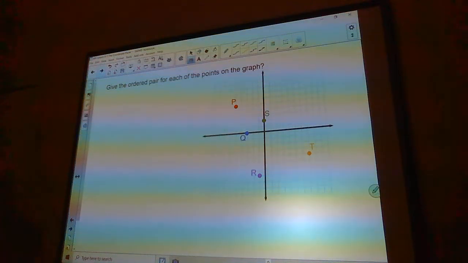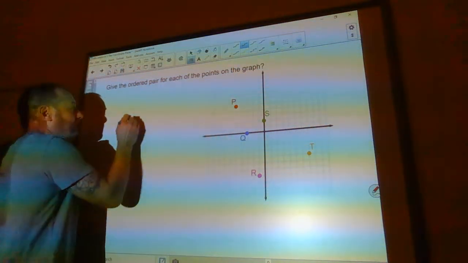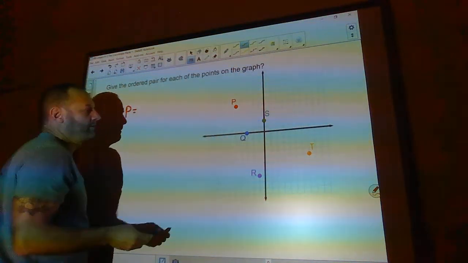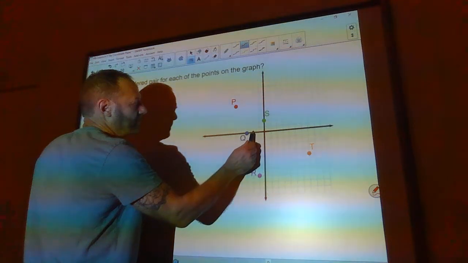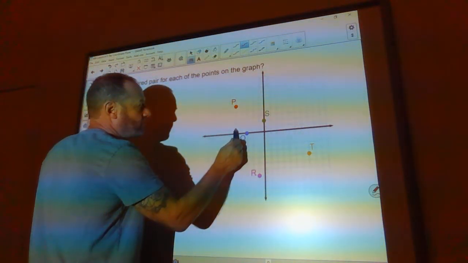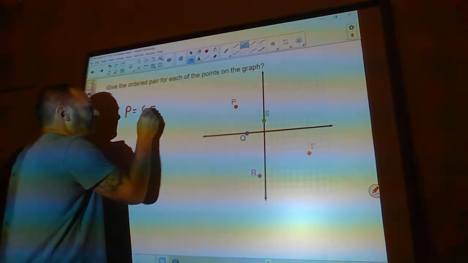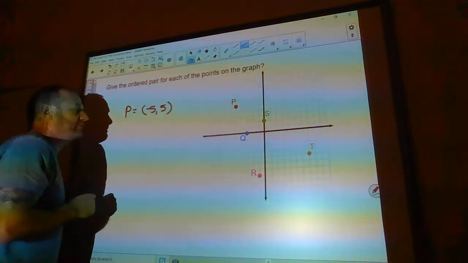Okay, so give the ordered pair for each of the points on the graph. So we've got 5 points on here. The point P. So if I locate this, this would be 1, 2, 3, 4, 5 to the left. So that's -5. 1, 2, 3, 4, +5. So -5, +5.